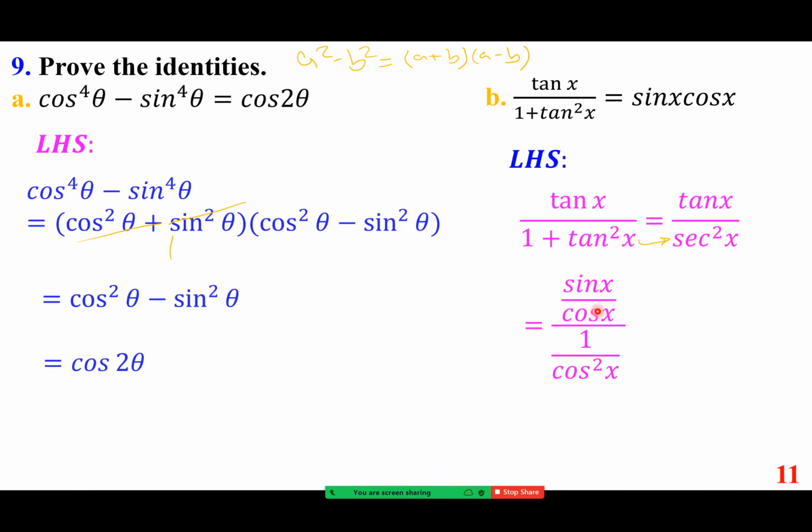Now, if we multiply the top and the bottom by cosine squared, the top, this cosine cancels out one of them and you get sine x times cosine x. And this one cancels out this one, you get 1. So sine x times cosine x is in the numerator. The denominator is 1. So it's sine x cosine x, and that's the proof.